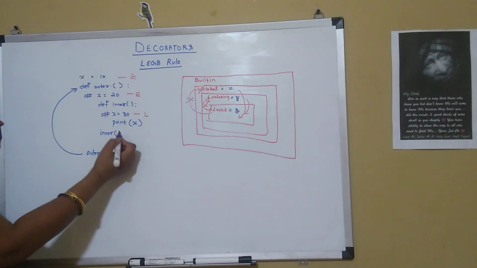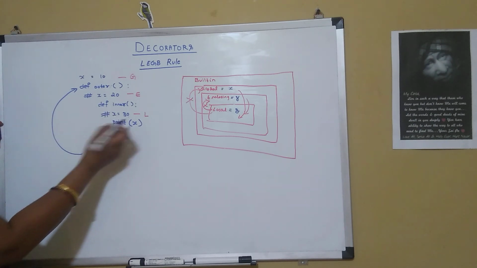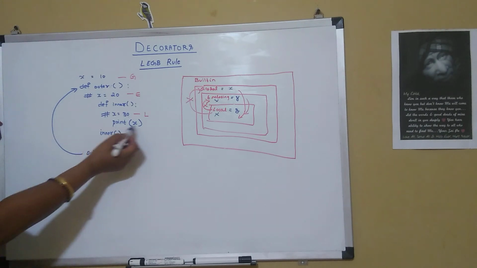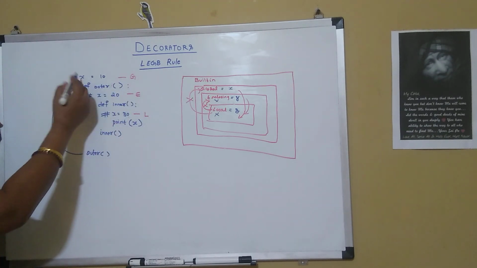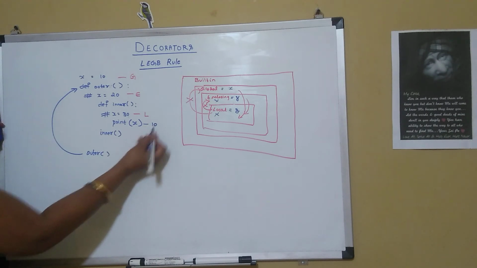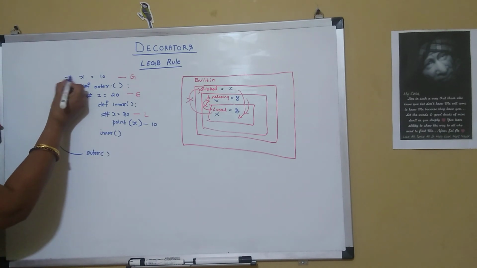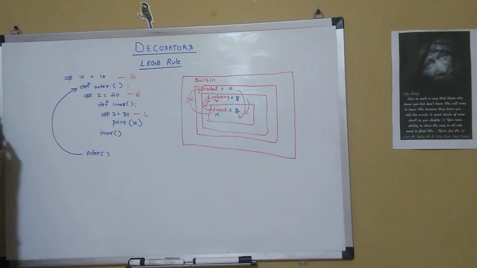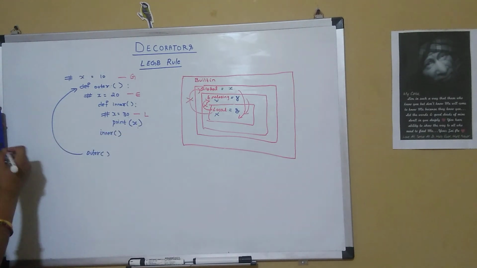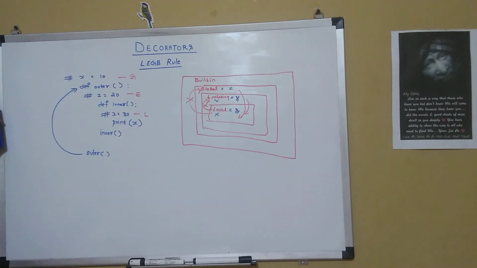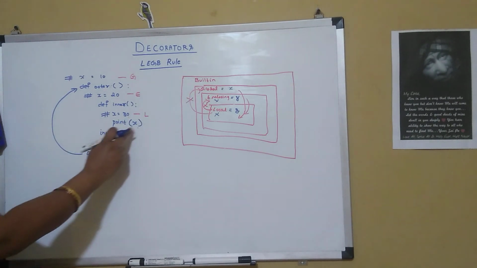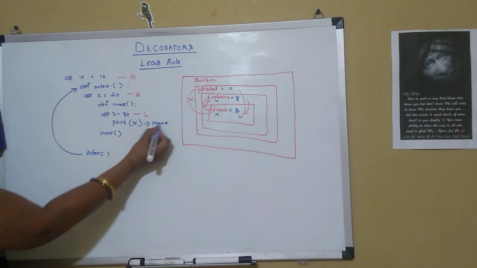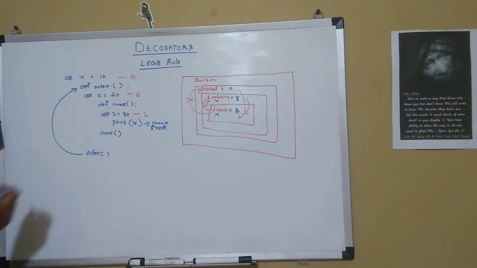And now if I print my x, local level it is not present, enclosed level it is not present, it will go to the global level. So global level, the value 10 gets printed. Now if I comment out at the global level, then it says x is not defined because it is not found in the built-in. It's not a built-in variable. So it gives an error. That is a name error. That is, x is not found.